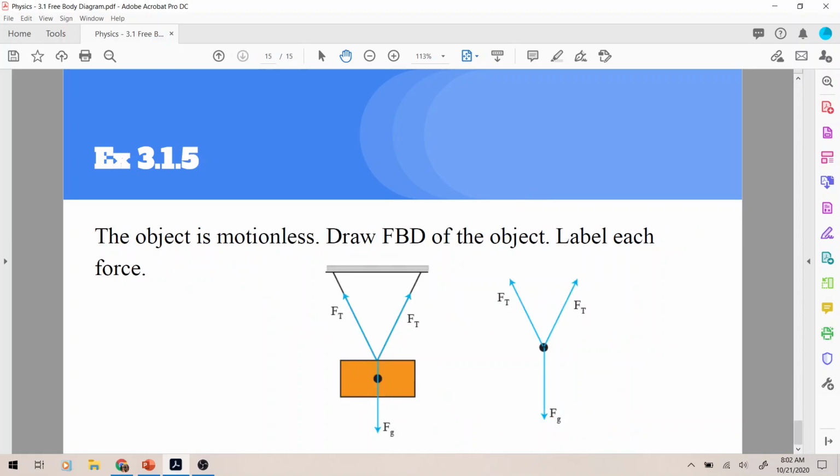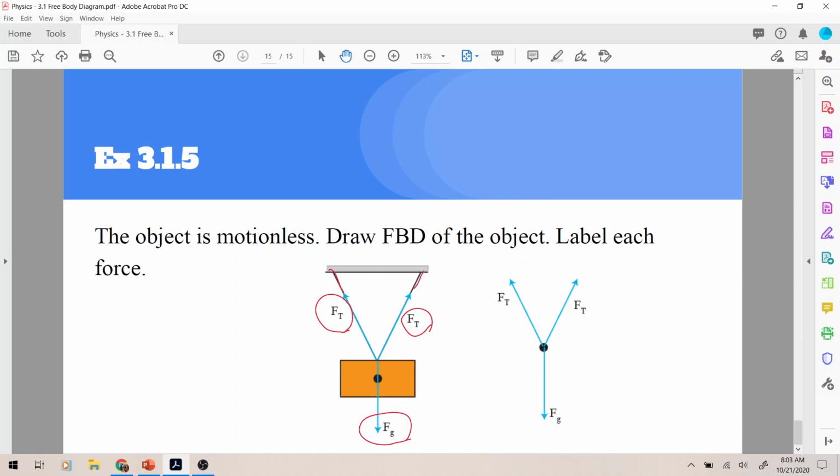All right, let's have one more example. The object is motionless. So what are you going to look at? Again, you start with gravity, because gravity always pulls things down. And then you have two strings in the system. If you have a string in a system, then you are going to need a tension in the system. And what will be the direction of the tension? It's going to be along the wire or string.